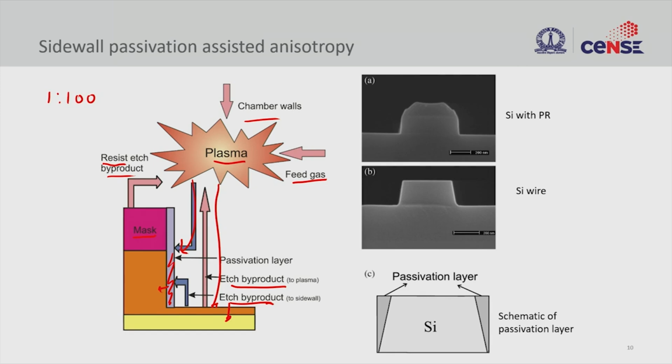So 1 nanometer of mask material is removed, right, while 100 nanometer of silicon is removed, let's say, right? But it's 1 nanometer is removed nonetheless. So that removed material also goes into the plasma, and it can also feed the sidewall coating as well.